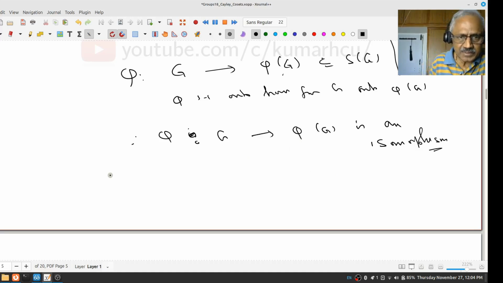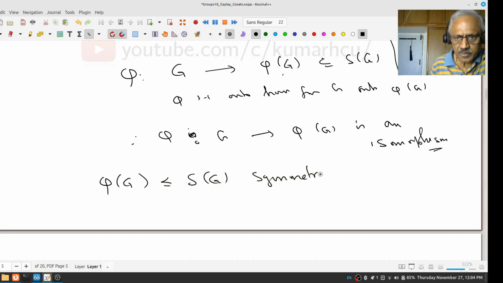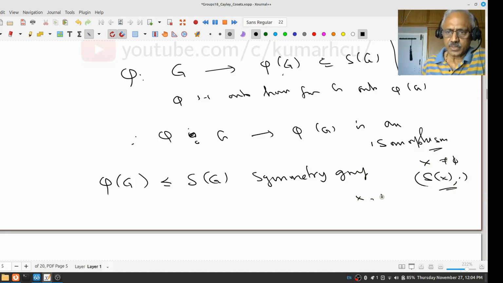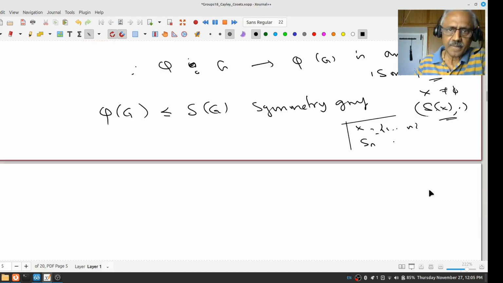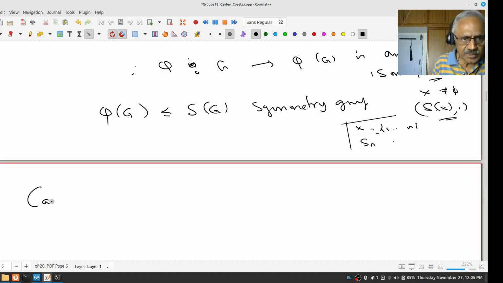Okay. But what is the importance of phi of G? Phi of G is a subgroup of S of G, which is a symmetry group. Do you remember? For each X, a non-empty set, we define S of X under composition as a symmetry group. When X equals 1 to n, then we call it the symmetry group of n symbols 1 to n. This is a special case of this. Is that clear? Therefore, we have proved what is known as Cayley's theorem.